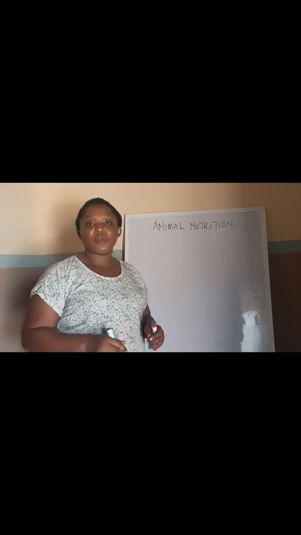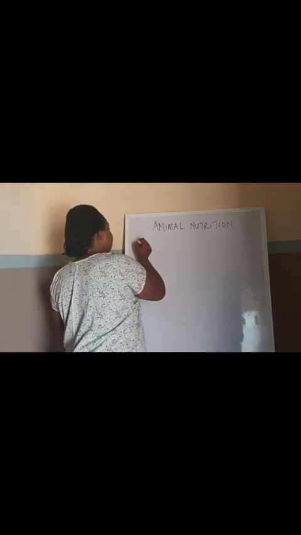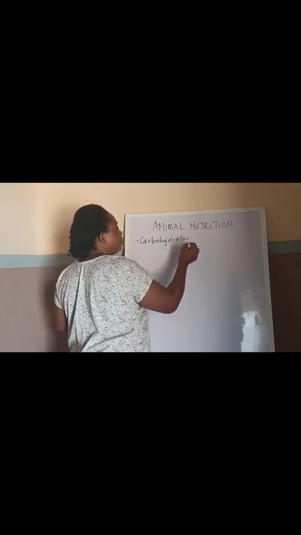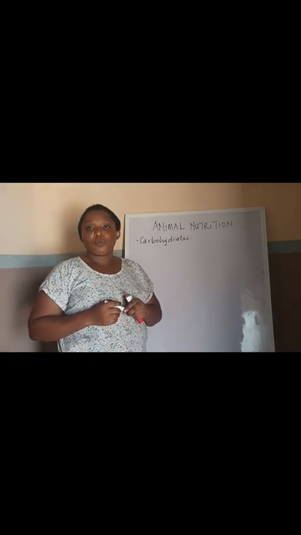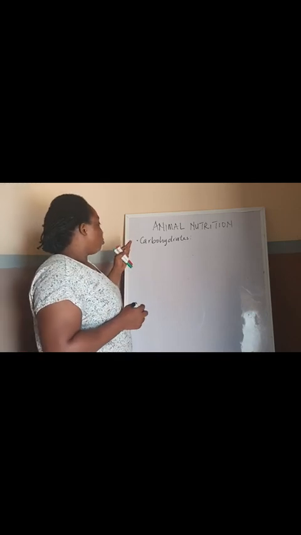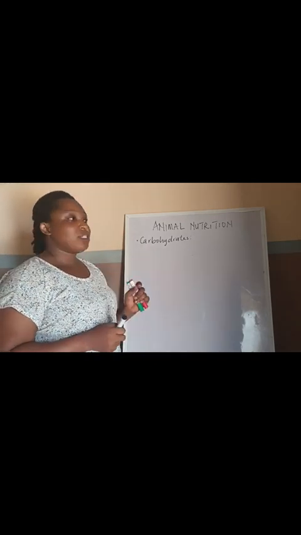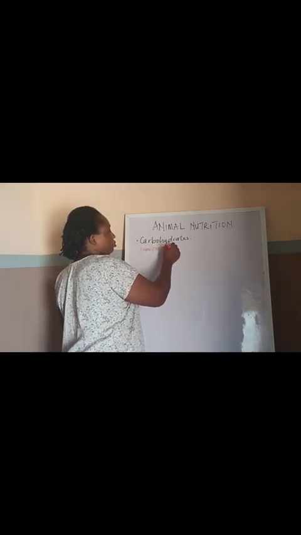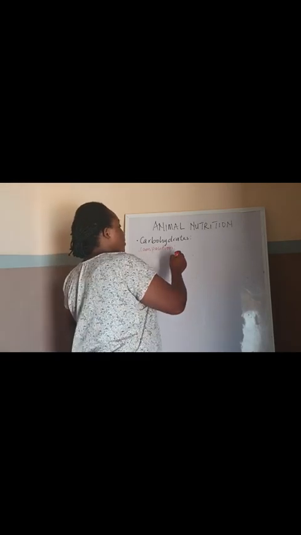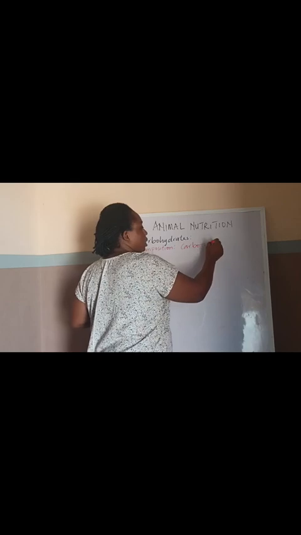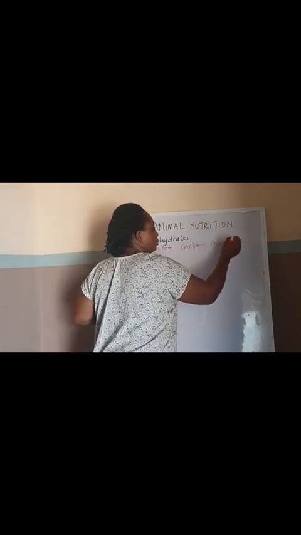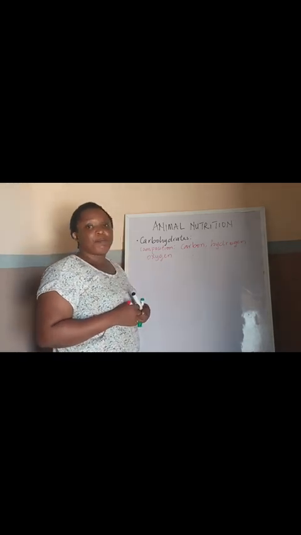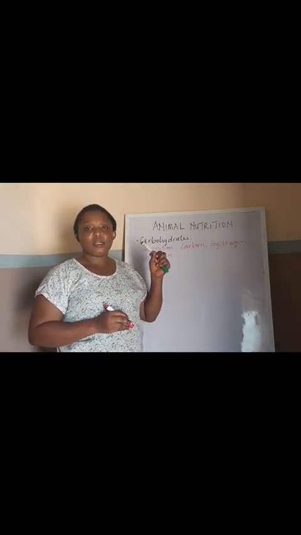The first one that we are going to be looking at is carbohydrates. Carbohydrates are a group of food substances that animals eat. What is the composition of carbohydrates? The composition of carbohydrates includes carbon, hydrogen, and oxygen. These are the elements that are present in carbohydrate substances.